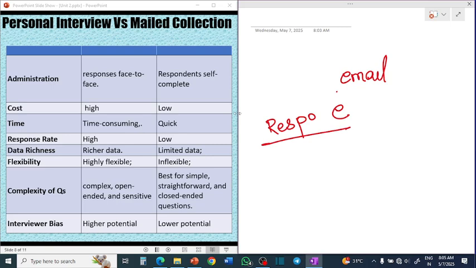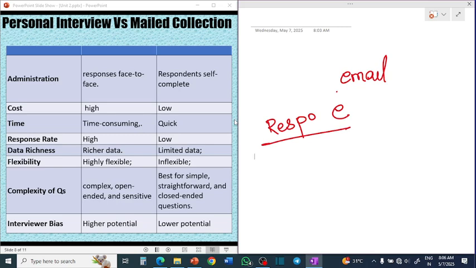So when we get personal interview, it is usually seen that the information that we get is usually correct. And when we go to the mail collection, it is usually incorrect, because in email many of the things are ignored, and in email even if we give an incorrect response, or we just ignore the mail, no one will see to it. So in mail collection we get limited data, and in personal interview we get richer data.